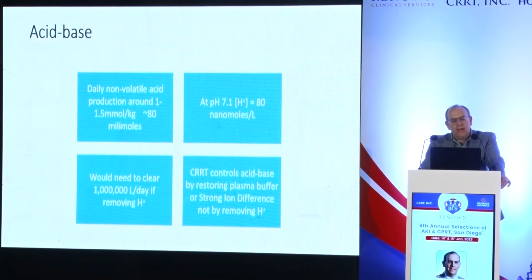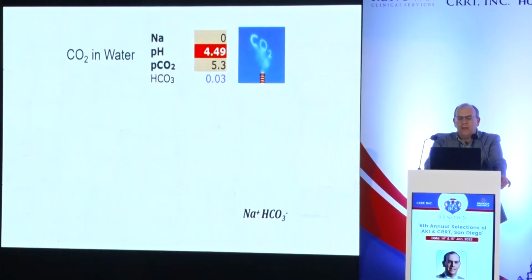And just to illustrate here, we're not removing acid in CRRT by removing hydrogen ions dissolved in solution through dialysis or convective clearance. The concentration of hydrogen ions in solution is tiny, they are buffered. We would need to clear a million litres a day to regulate acid base by removing hydrogen ions. CRRT controls acid base by restoring plasma buffer, i.e. by bicarbonate donation. And that's exactly what the kidney does as well.